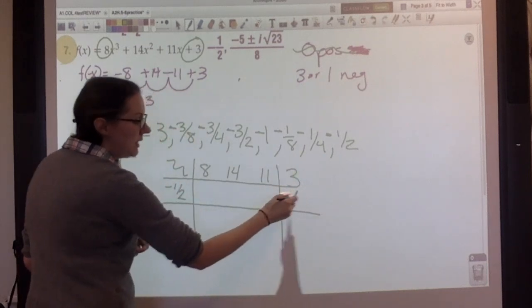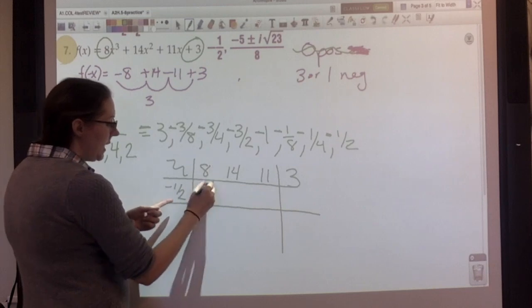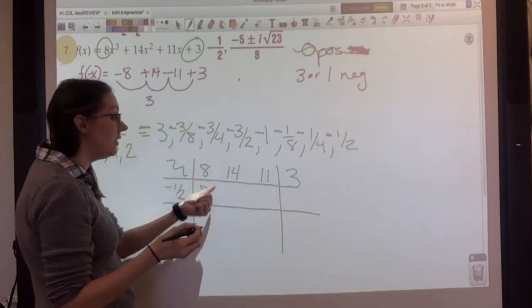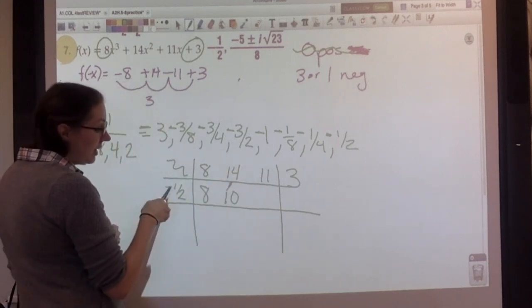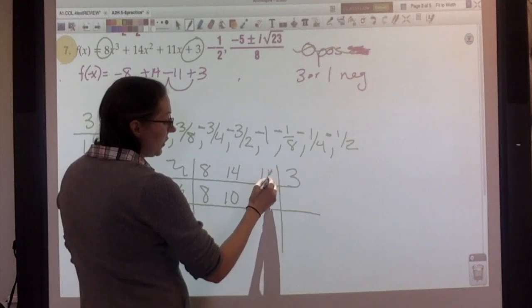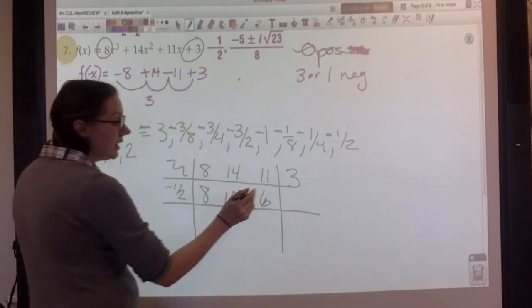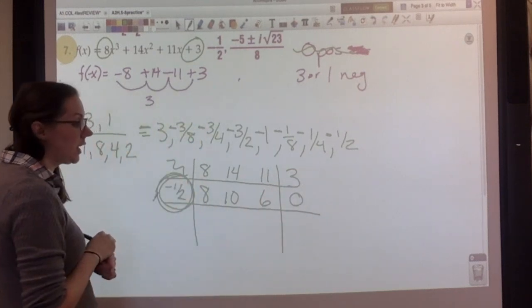I want my remainder to be 0 if it's a factor. So 8, I'm going to drop my 8. Negative 1/2 times 8, half of 8 is 4, make it negative, negative 4. And 14 is 10. Half of 10 is 5, make it negative, negative 5. So negative 5 and 11 is going to be 6. Half of 6 is 3. Make it negative. Negative 3 and positive 3 is 0. Yay, I found a factor.